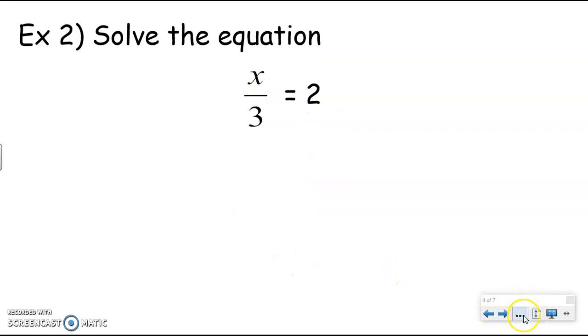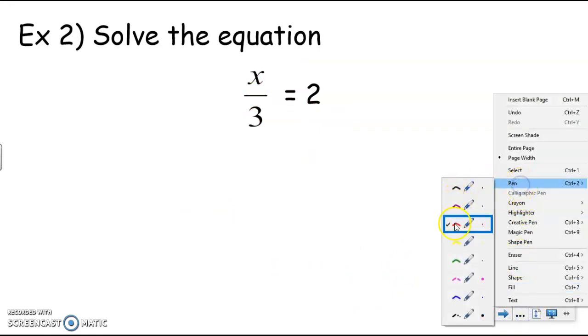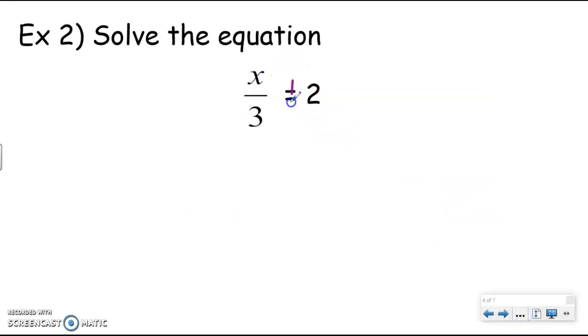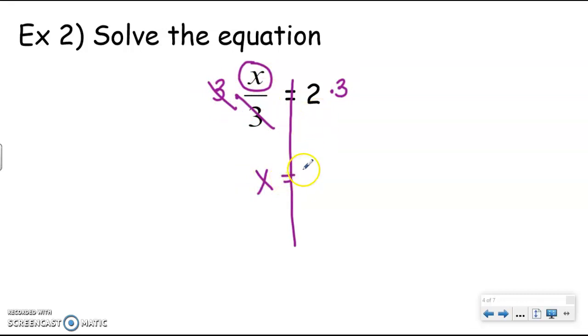For the second one, draw your line through the equal sign to keep your equation balanced. Remember, these fractions are not actually fractions, they're division problems. So you're going to read this as x divided by 3. The opposite of division is to multiply both sides by 3. Dividing by 3 and multiplying by 3 cancel to leave you with x, and then 2 times 3 is 6.